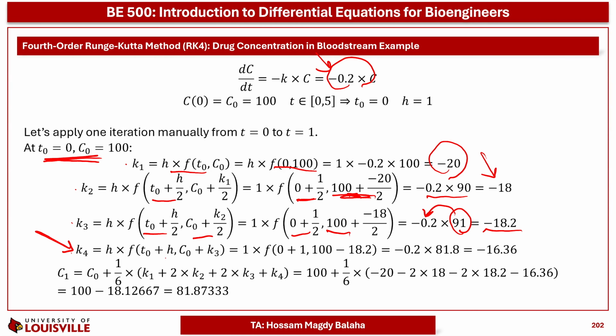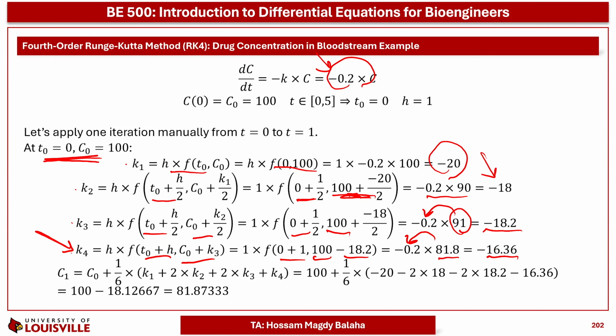For K4, T0 plus h is 0 plus 1, which is 1. C0 plus K3 equals 100 plus K3. K3 is negative 18.2, which is here. 100 minus 18.2 will get 81.8, multiplied by negative 0.2 would result in negative 16.36.